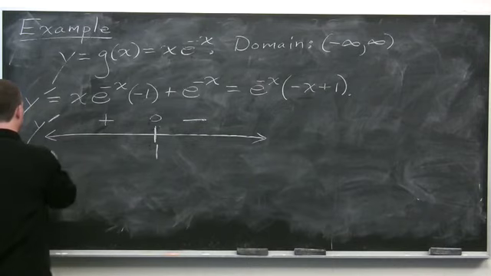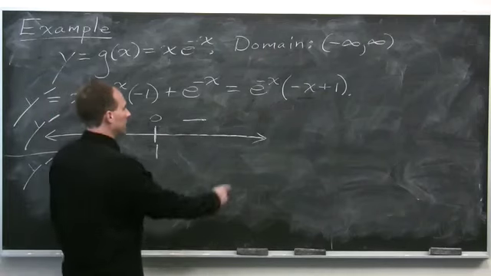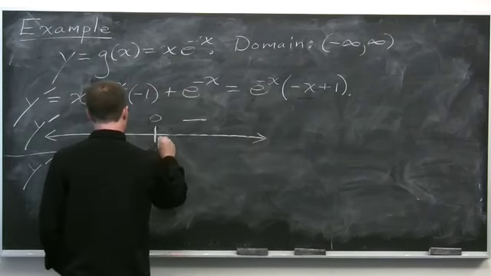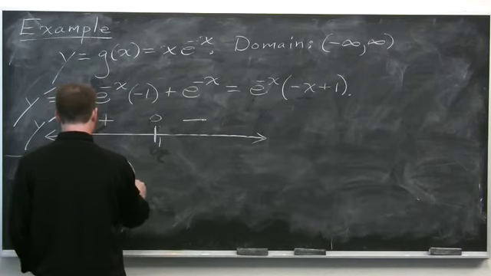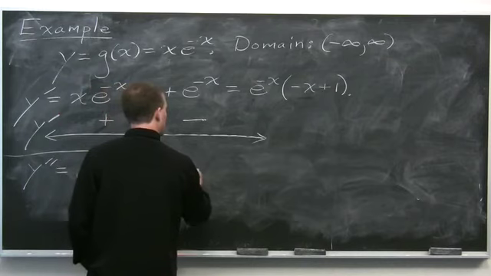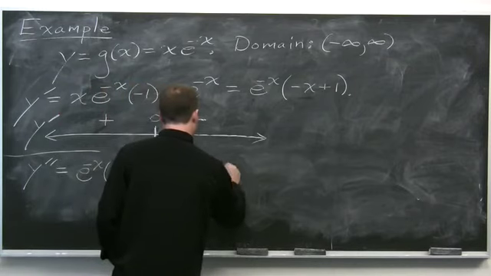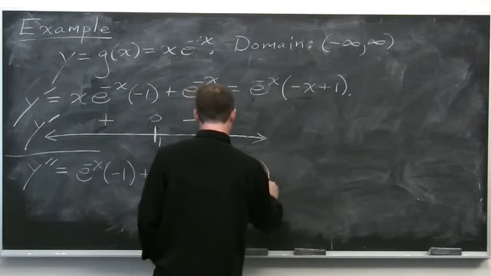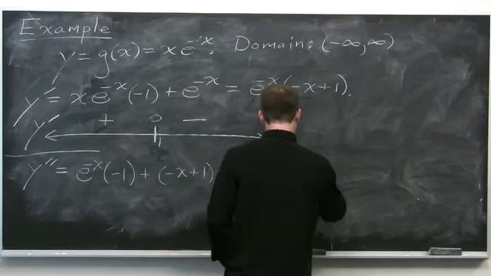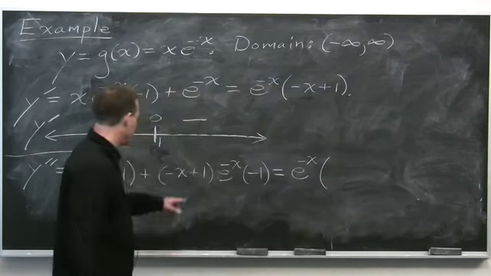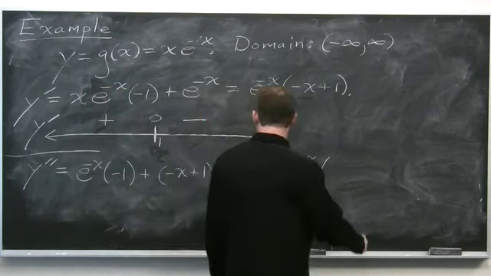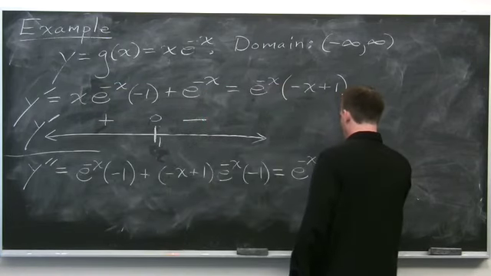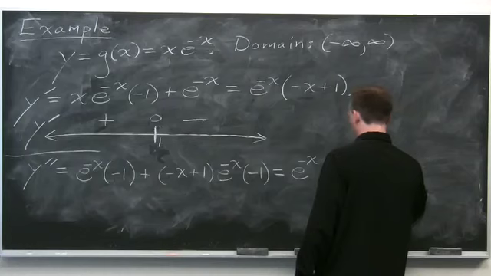What about y double prime? All right, we use the product rule again. It's the first thing times the derivative of the second. So the e to the minus x. First thing times the derivative of the second, plus the second thing, the minus x plus 1, times the derivative of the first thing, e to the minus x times another minus 1. Again, you factor out the e to the minus x, and you get, if you multiply this out, a plus x minus 1 minus another 1. So you get a positive x minus 2.